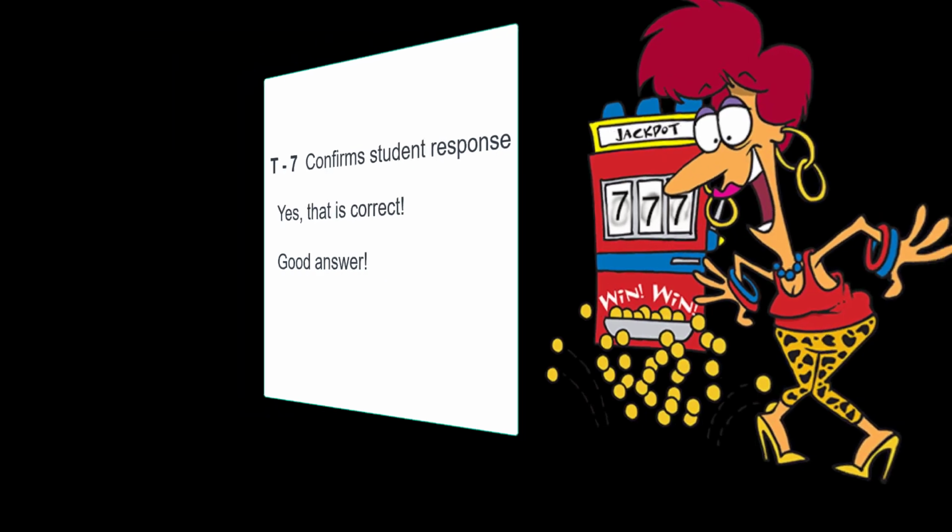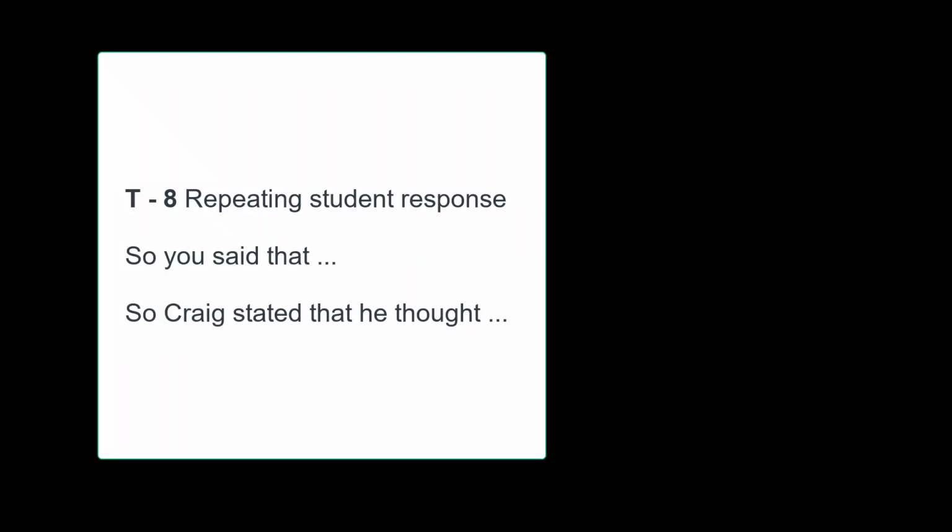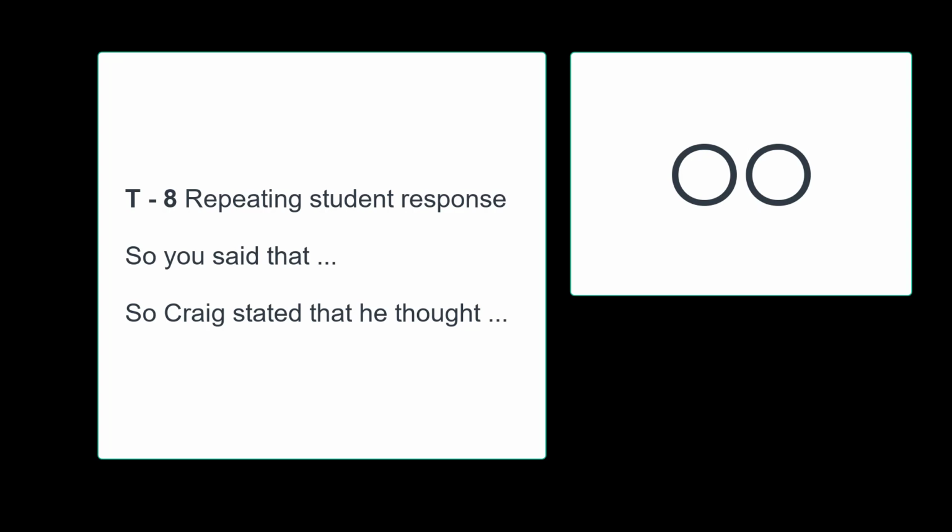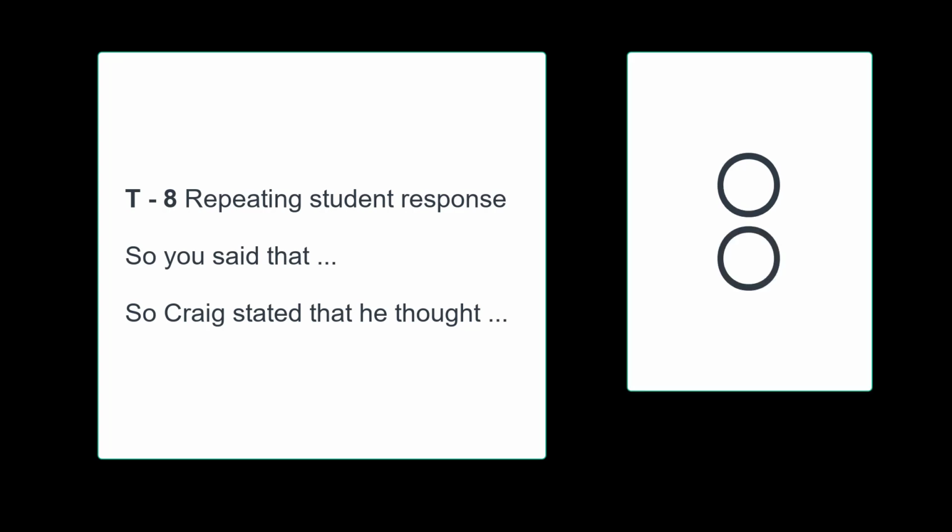You hit the jackpot. T8 is repeating what the student has said. And how do we remember that? Well, we start out by thinking of first of all, a 0 or an O. If we repeat that mark and make 2 of them, and then we turn it, it becomes an 8. So 2 zeros repeated become an 8, and that's what 8 is. It's repeating what the student has said to us.